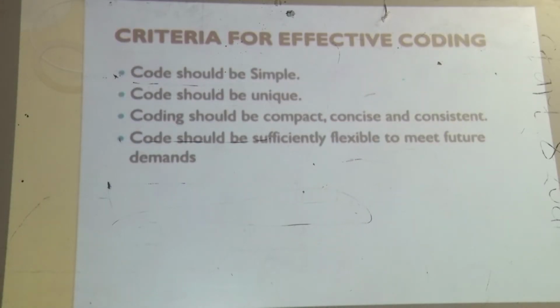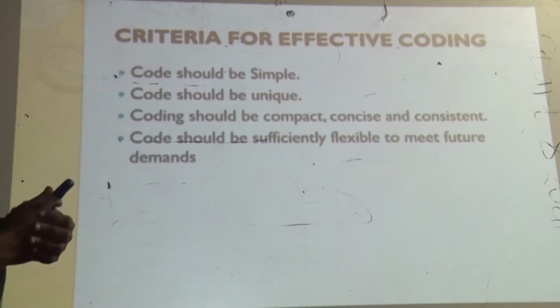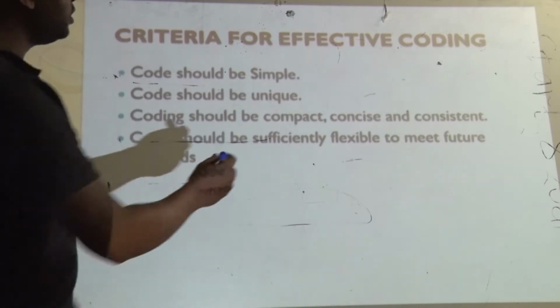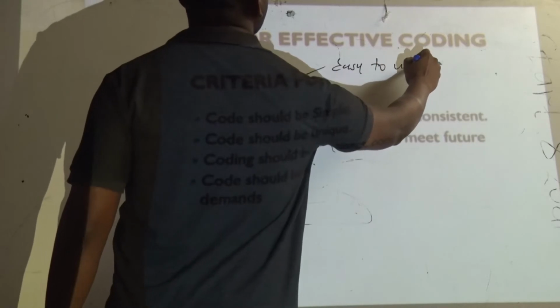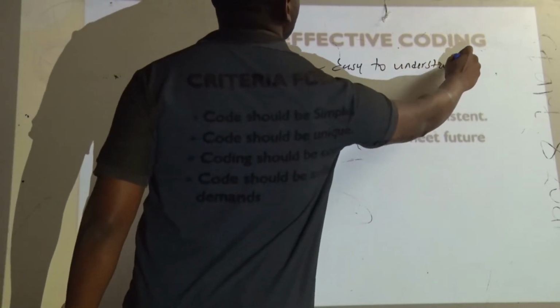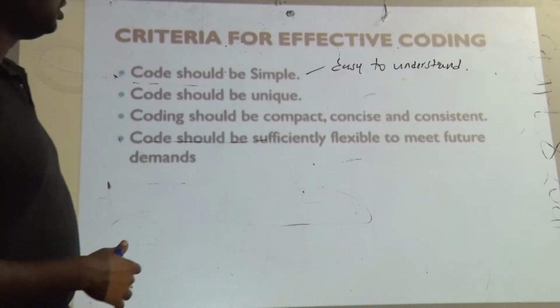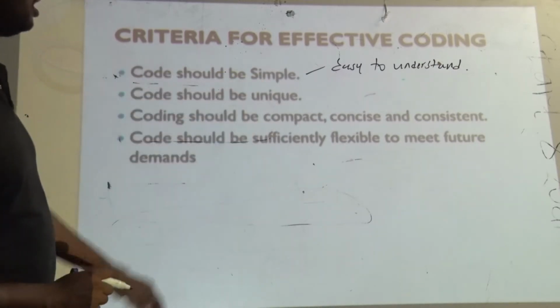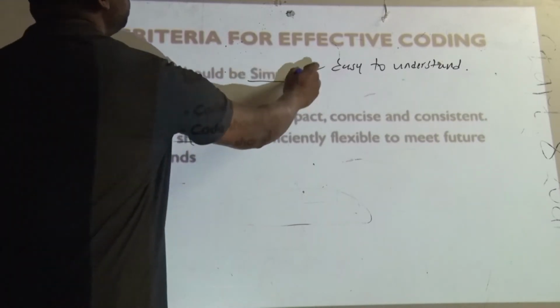So what are some of the criteria of an effective coding? When you are coming up with a code, it's always important for you to ensure the code is simple. So you must ensure your coding is simple, in the sense that it is easy to understand. Remember, in any organization we have new employees that come on board. When those employees come on board, are they able to understand your code? Are they able to relate with your code? So that code must be simple to understand.